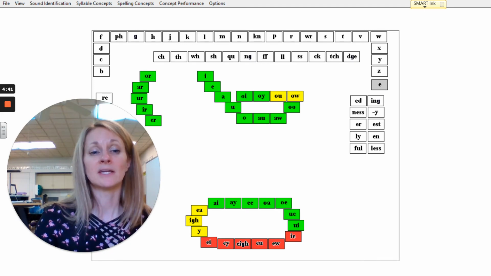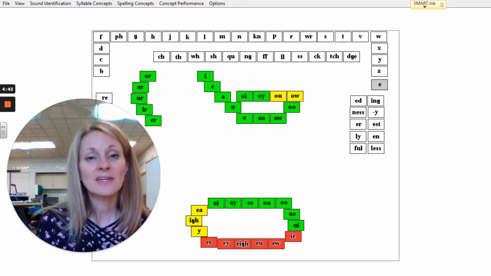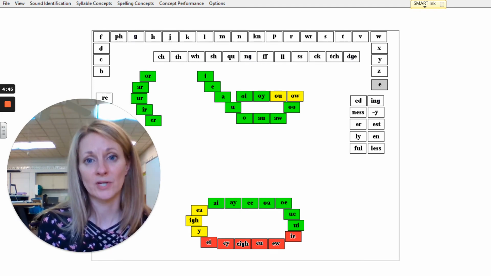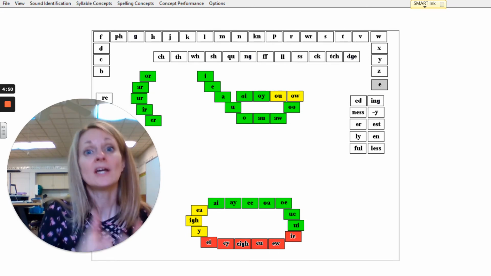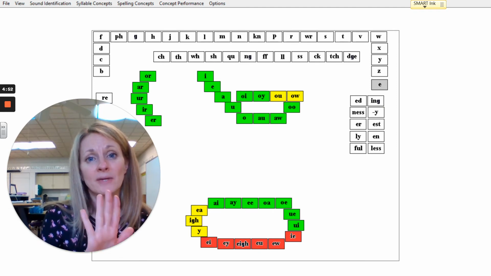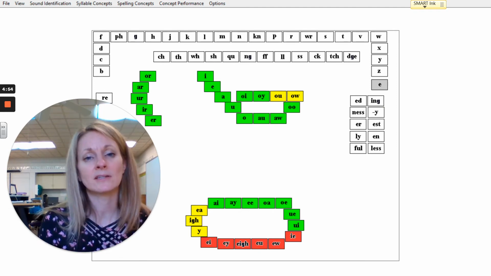The red ones mean stop. There's something that doesn't fit what we know about the greens, okay? So just like a stoplight, green means go. It's going to do what you expect. Yellow means use some caution, wait and figure it out.